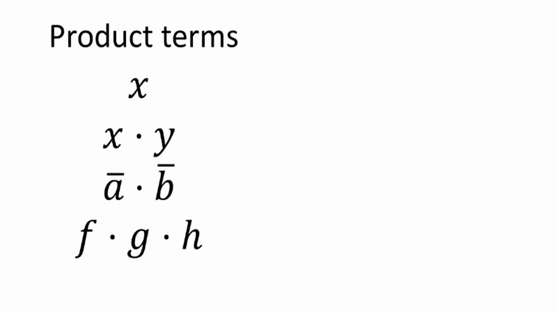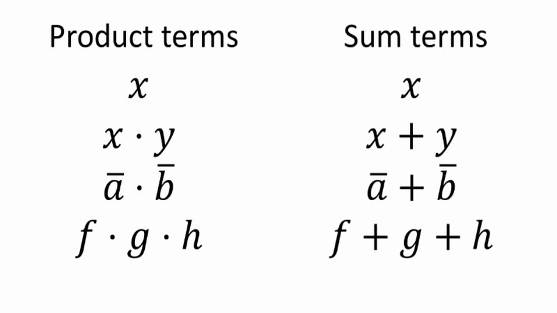Reviewing some terminology. When we have a variable by itself, or we combine two or more variables, or their complements, with only the AND operation, we call the group of variables product terms. Similarly, when we have a variable by itself, or we combine two or more variables, or their complements, with only the OR operation, we call the group of variables sum terms.